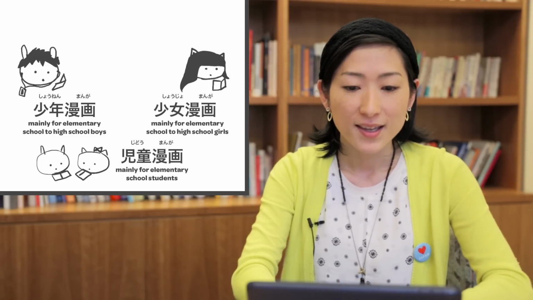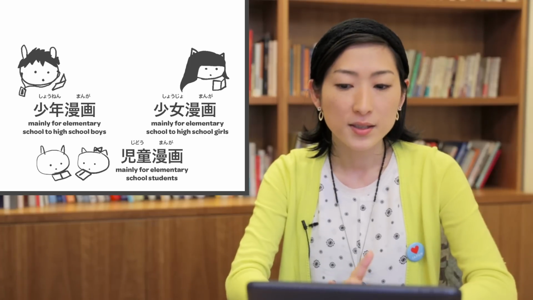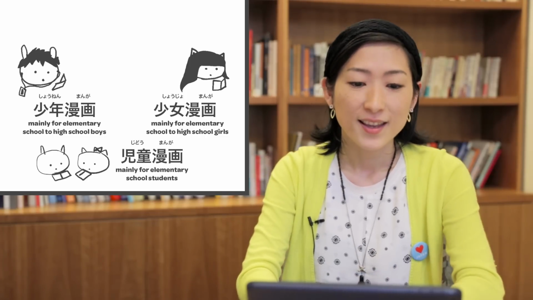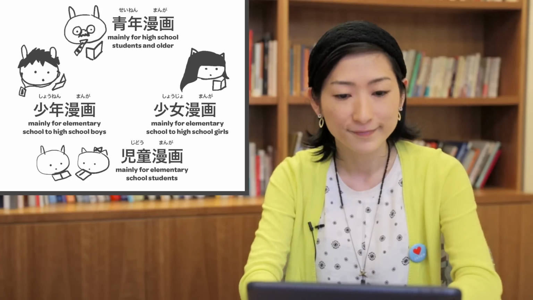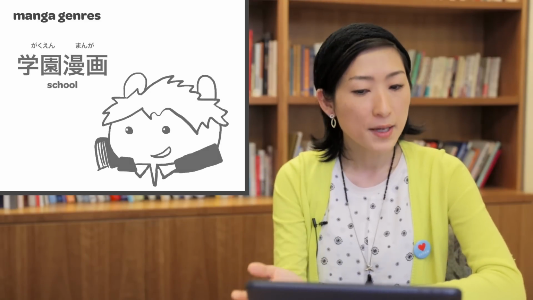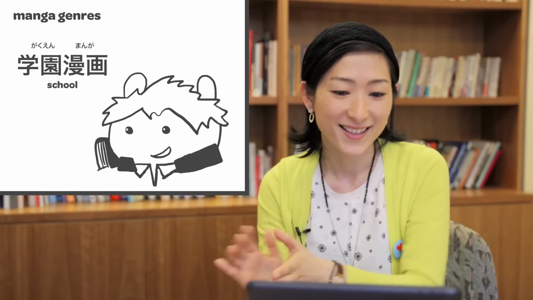Shoujo manga is enjoyed by elementary school to high school girls, and this includes Sailor Moon. Seinen manga is meant for high school students and older. If you want to talk about different genres of manga based on the content, 学園 manga is school manga that involves a lot of students.